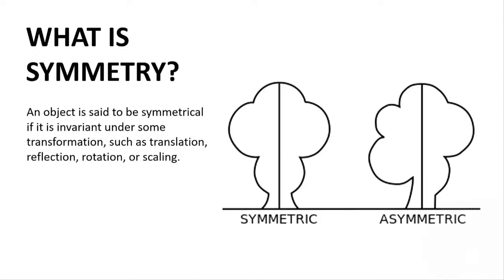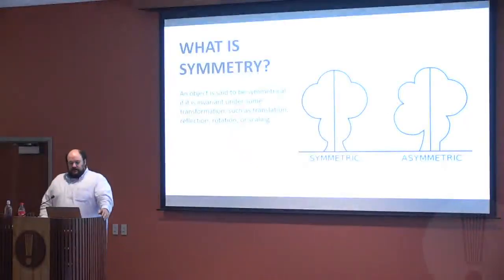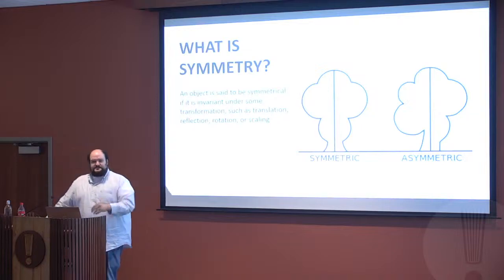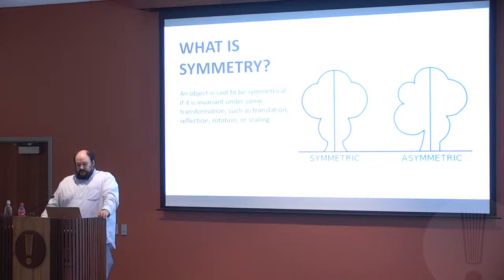That could be like, if you fold it along an axis and it's the same on both sides of that axis, like the left side versus the right side. If it is different, that is said to be asymmetrical. If you rotate it like a circle, it's going to be symmetrical along a central point as it's rotated, or as something is scaled up to become larger or smaller. If it retains that invariance, it is said to be symmetrical on that scale.